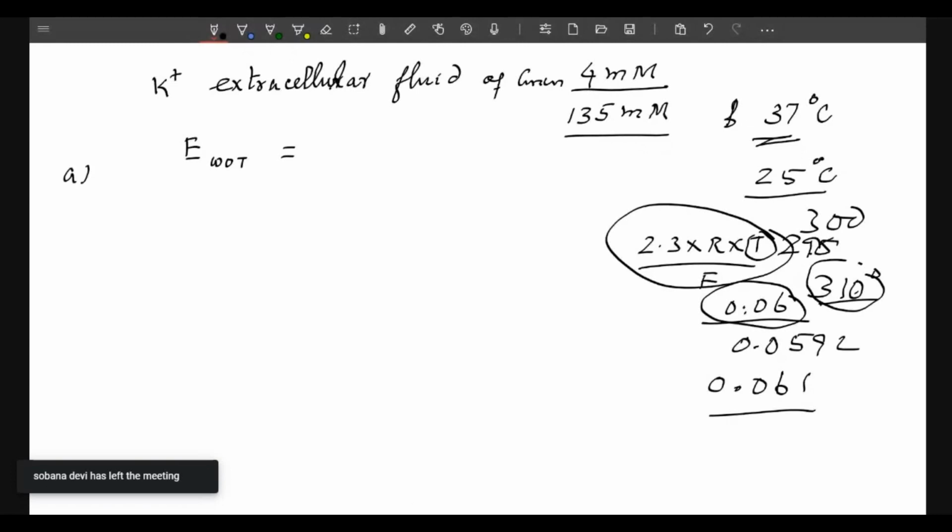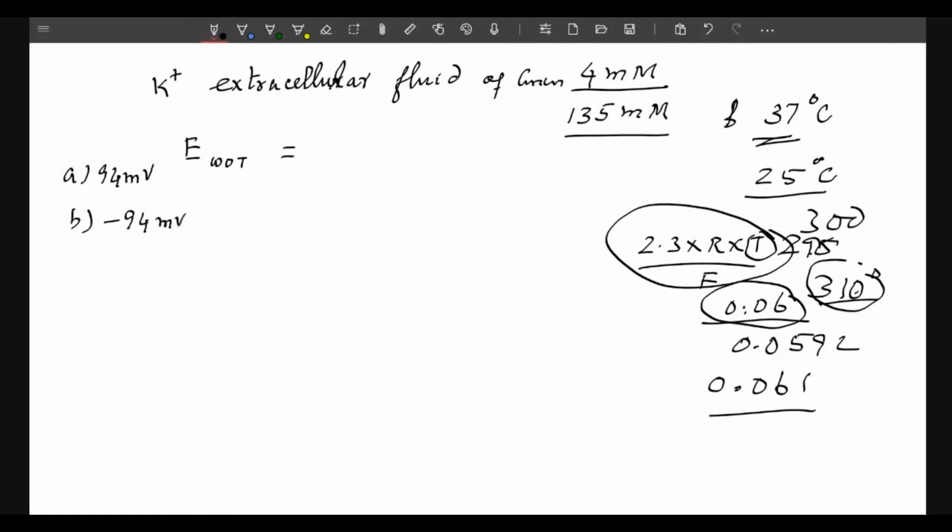And options are given: A, 94 millivolt, B, -94 millivolt, C, 49 millivolt, D, -49 millivolt. Therefore, E is equal to 0.06 divided by n into log of C2 by C1.